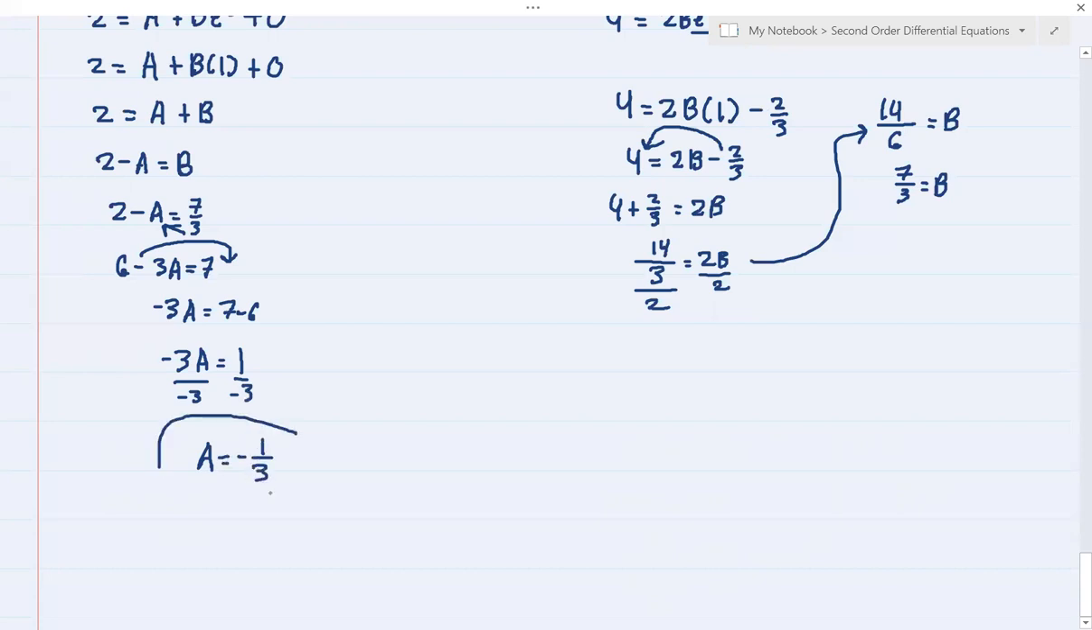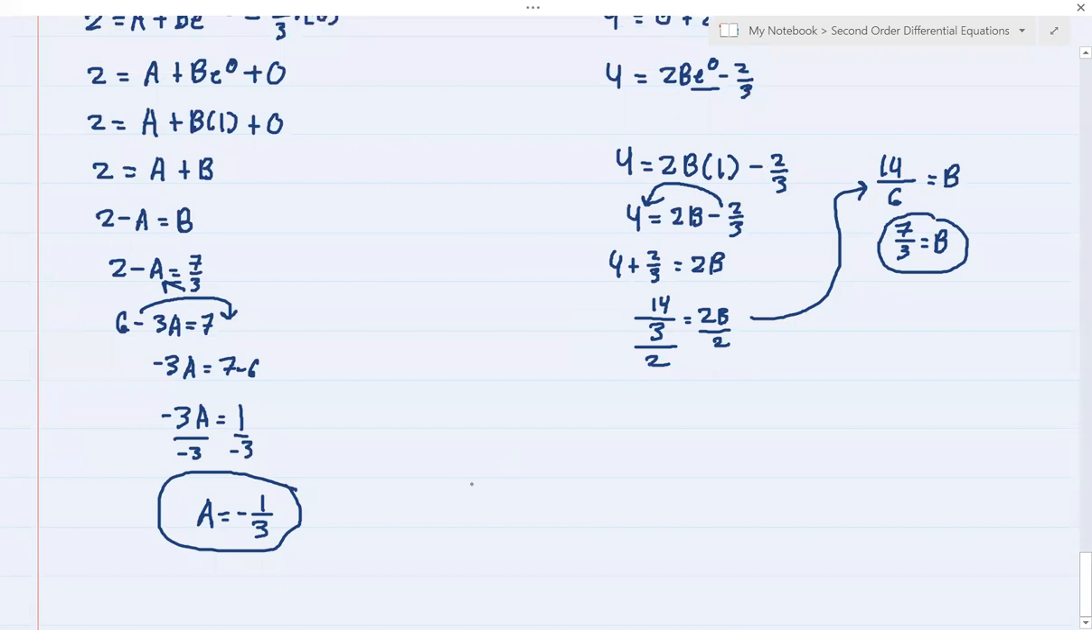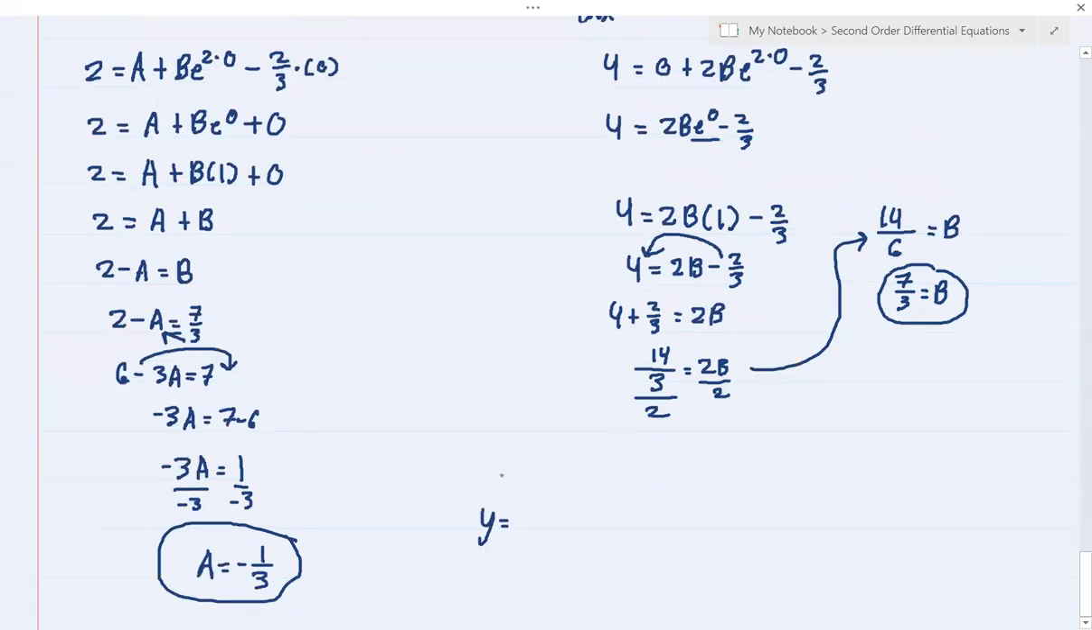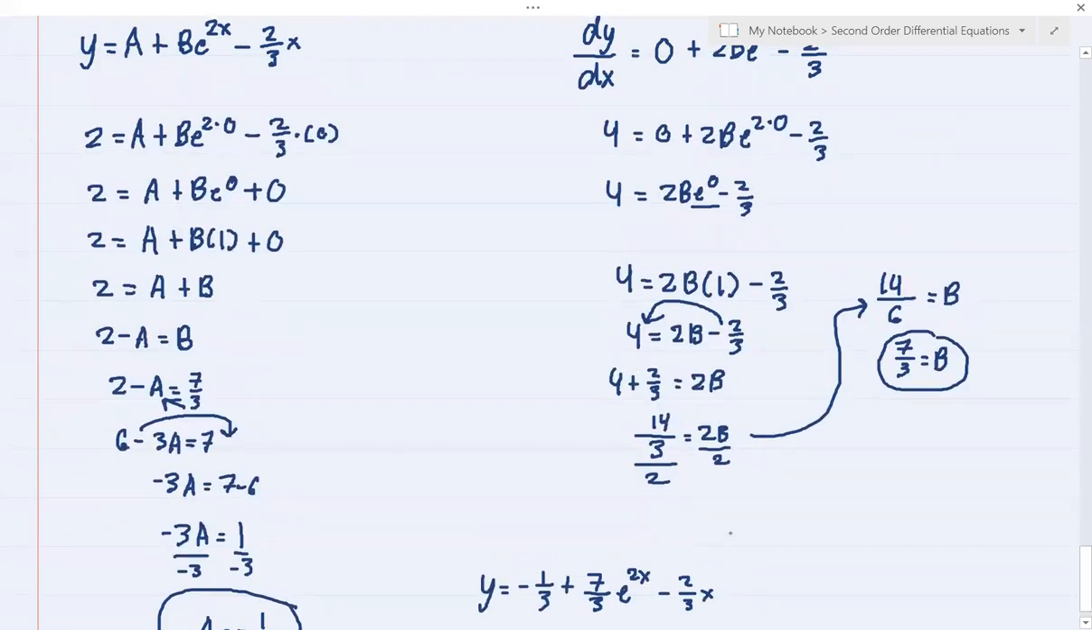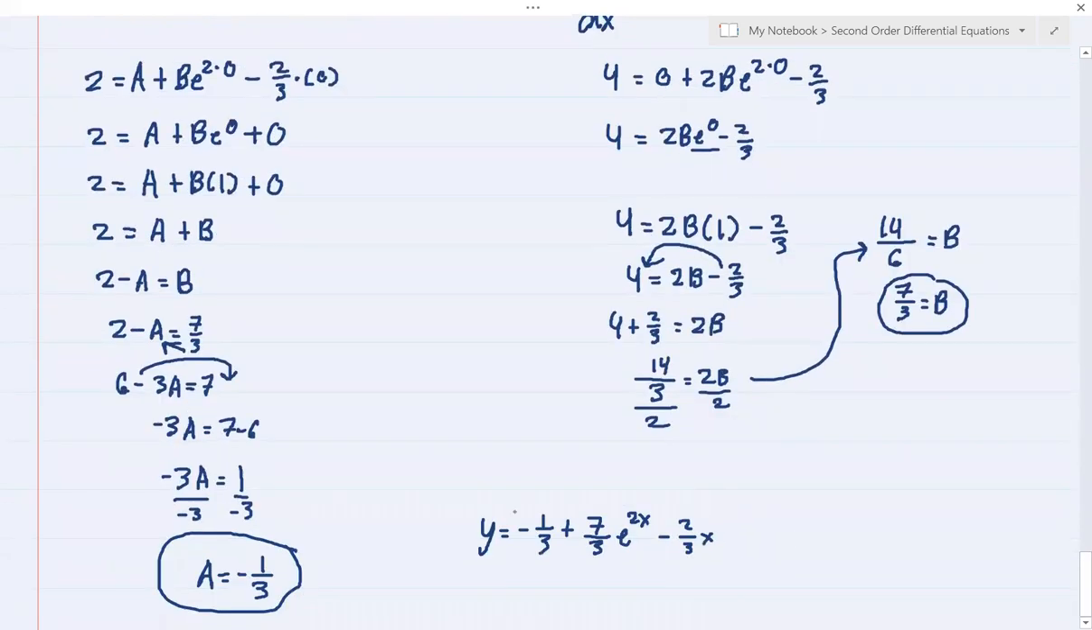Since you have your a and your b, your particular solution is y is equal to negative 1 third plus 7 over 3 times e raised to 2x minus 2 thirds x. That's basically it. So this is your particular solution.